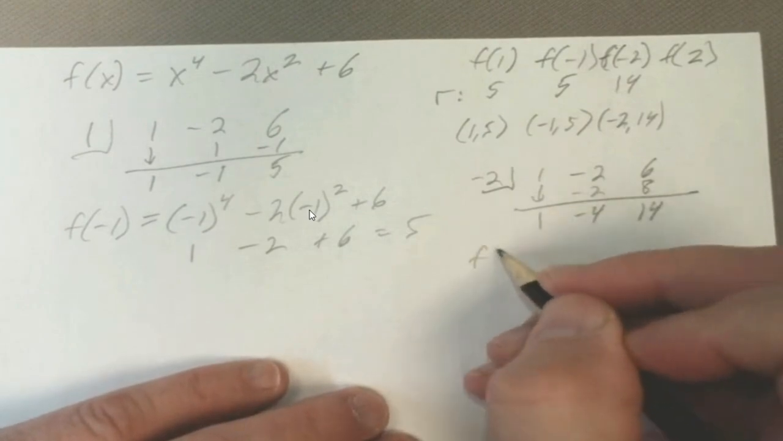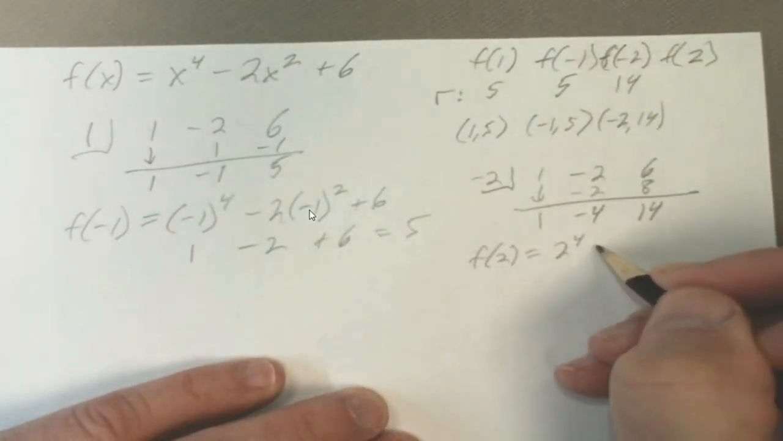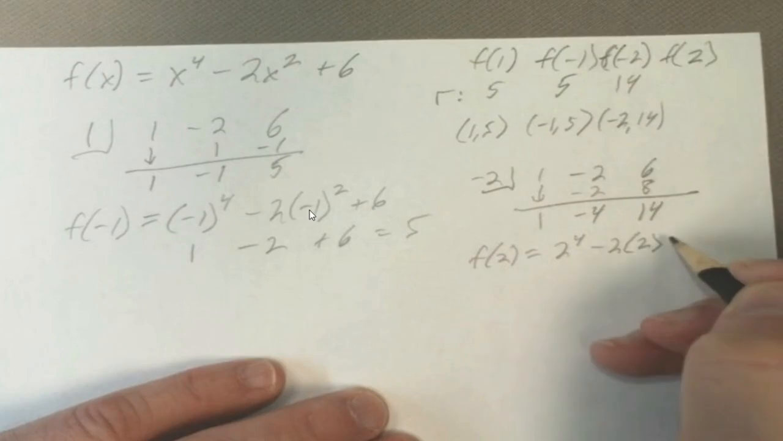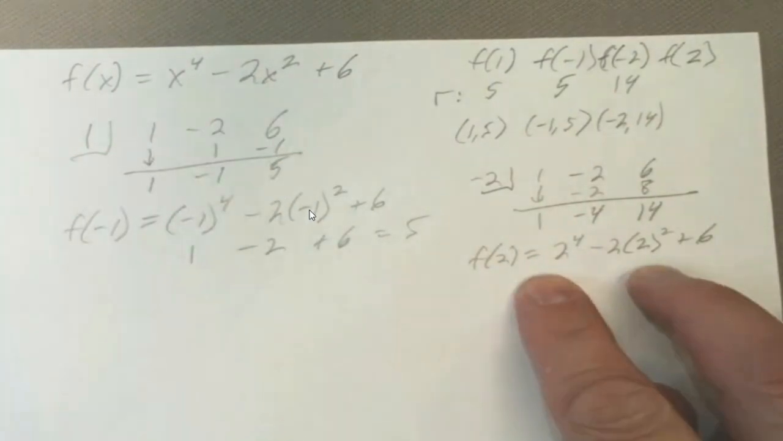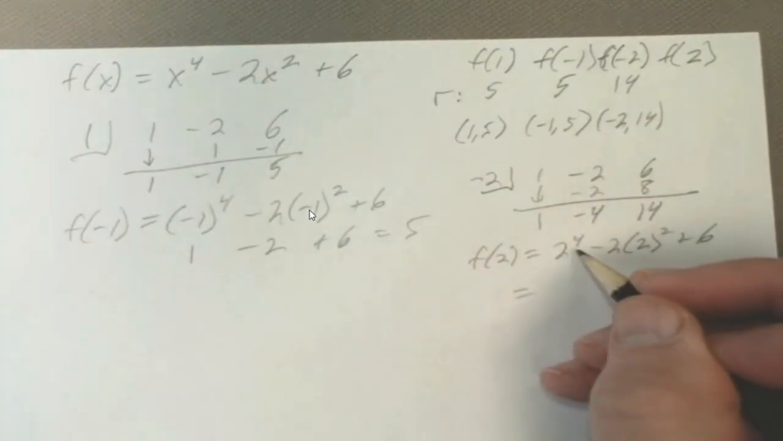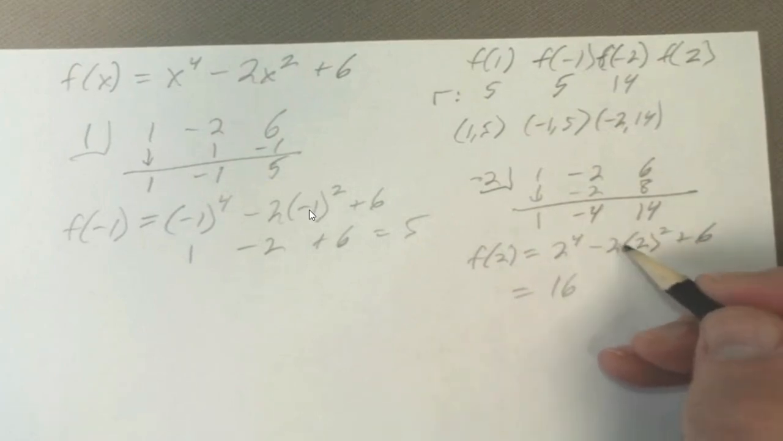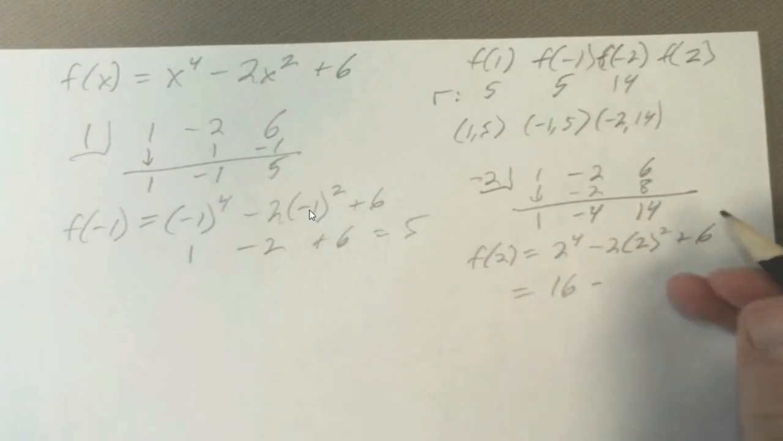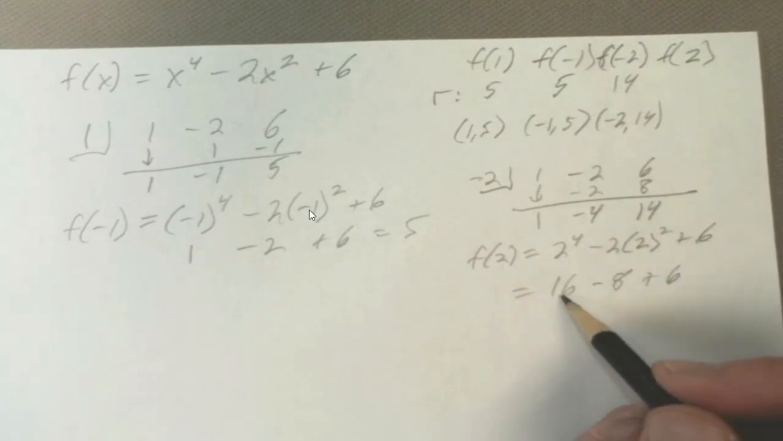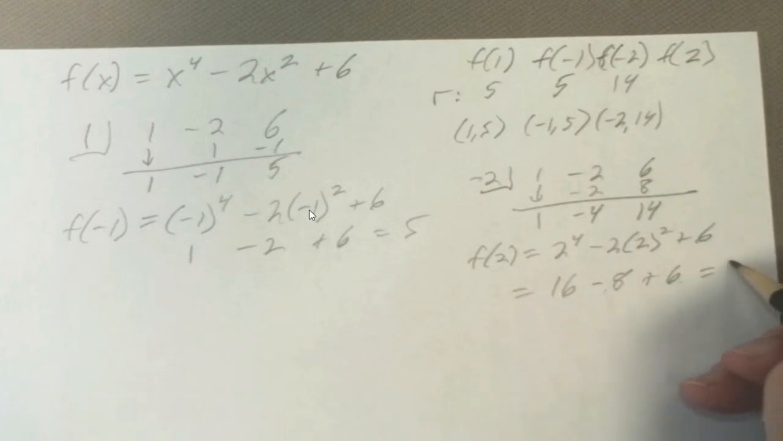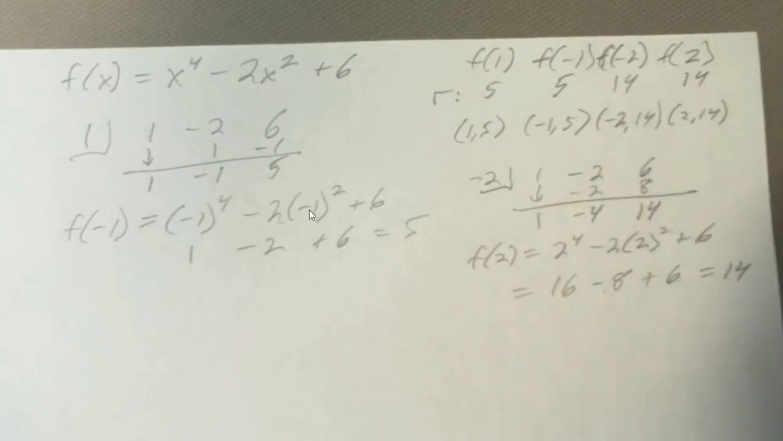And then we'll just do f of 2 instead of synthetic division. 2 to the fourth minus 2 times 2 squared plus 6. Just substituting positive 2 in for our x's. 2 to the fourth: 2 times 2 is 4, times 2 is 8, times 2 is 16. 2 times 2 is 4, minus 2 times 4, so minus 8, plus 6. 16 minus 8 is 8. 8 plus 6 is 14. So that means the point (2, 14) is also on the graph.